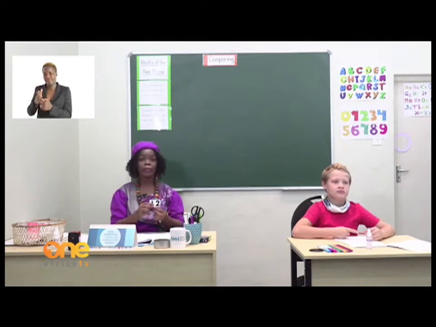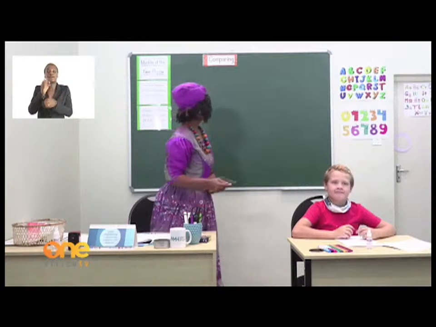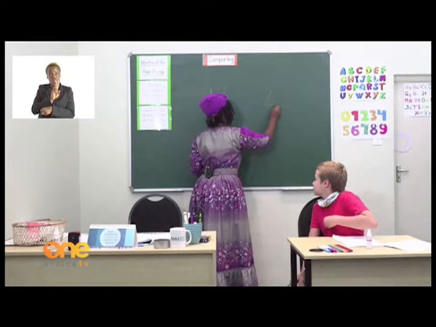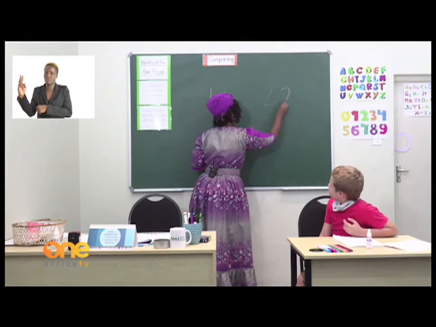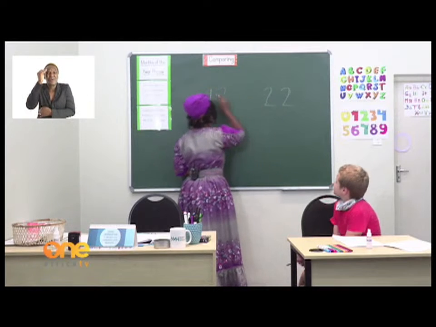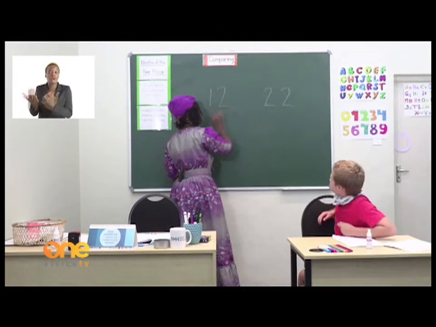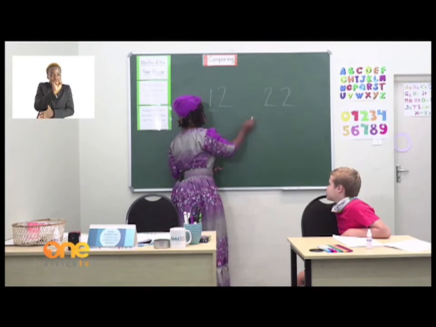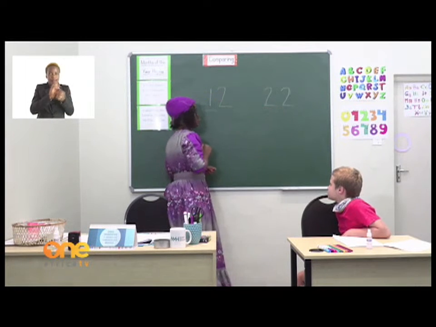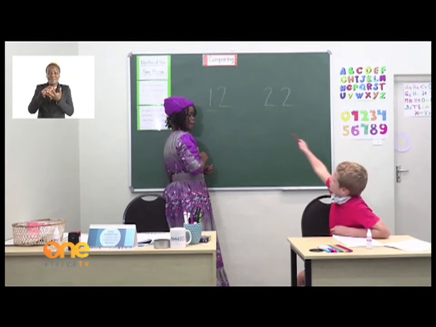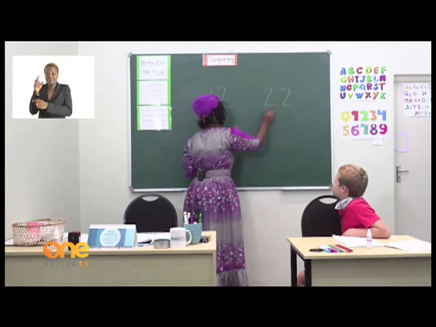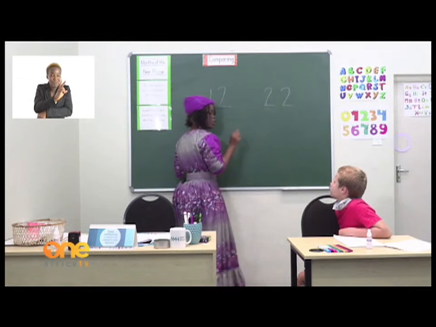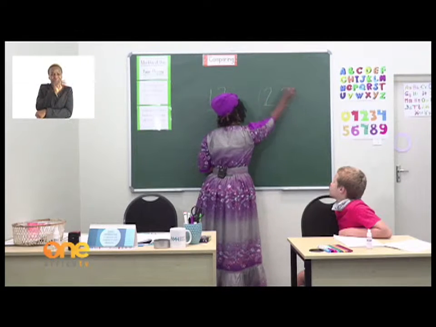For example, let me quickly write roughly a number here, a 12 and a 22. Now, how will we know which one is bigger than the other one? How can we compare these two numbers? We can first look at the numbers on the tens side. On the tens, which of these two numbers is bigger? This one, obviously, because this one has a 2 and this one has a 1. So we encircle the one that is bigger, which will be 22.